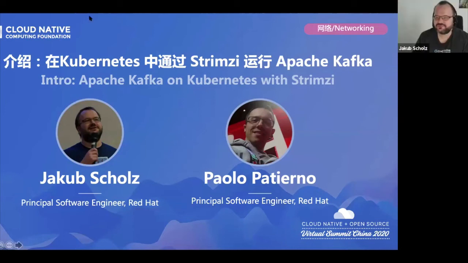Thanks a lot. So we got there already some questions. So we can have a look at them. The first one was, why is Strimzi not a project in Apache Kafka?